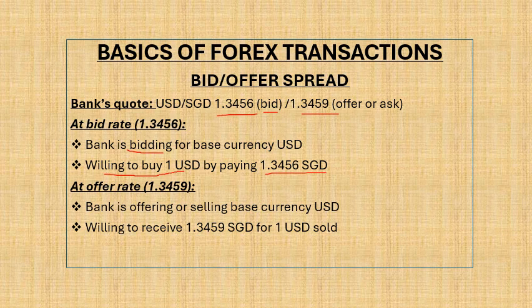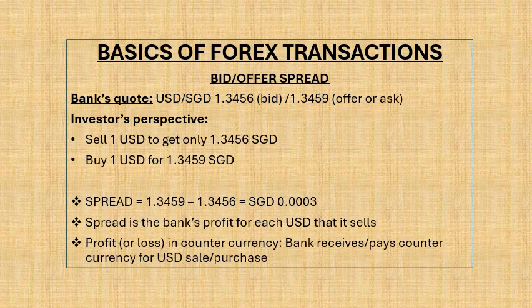1.3459 is the ask or the offer rate. That is the rate at which the bank is offering or selling the base currency US dollars. The investor's perspective is obviously different. If you go to the bank to sell 1 US dollar, you will get only 1.3456 Singapore dollars. However, when you want to buy 1 US dollar, you will have to pay a higher amount to the bank, which is the ask rate of 1.3459. The bank sells at a higher rate and buys at a lower rate to make a profit.